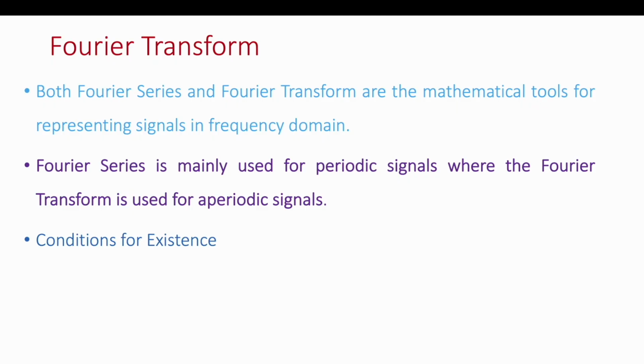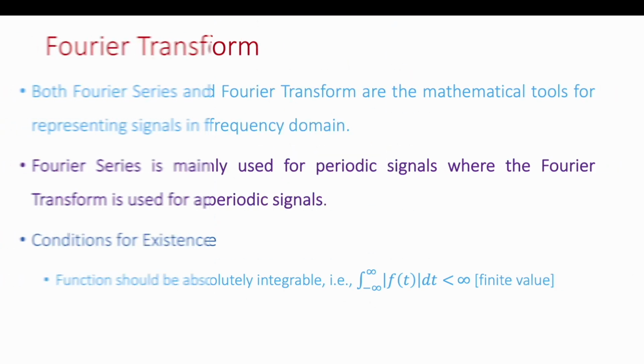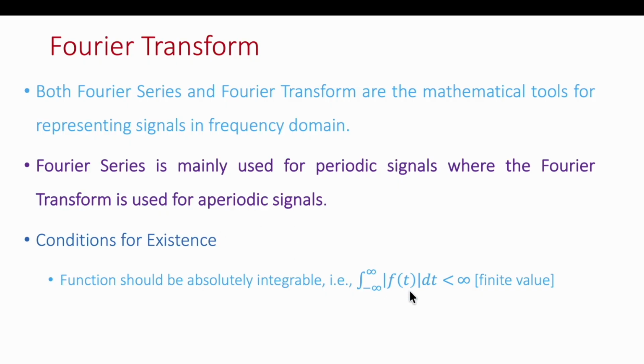If you want to use the Fourier transform, then you have to consider the conditions for its existence. First, the function should be absolutely integrable. Integrable means that if you take the integration of the given function, then it should be less than infinity. In another sense, if you take the integration of the function, it should give you a finite value. So if the integration has a finite value, then you can take the Fourier transform.